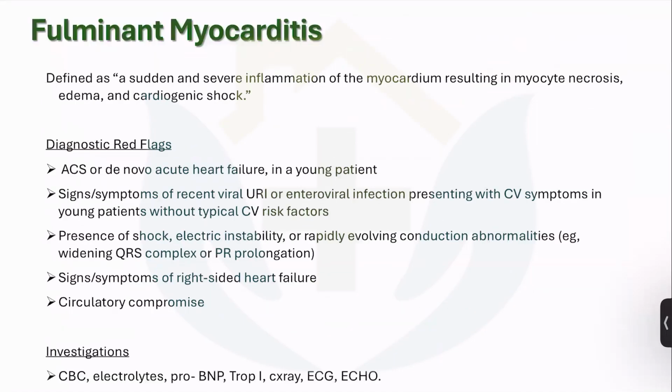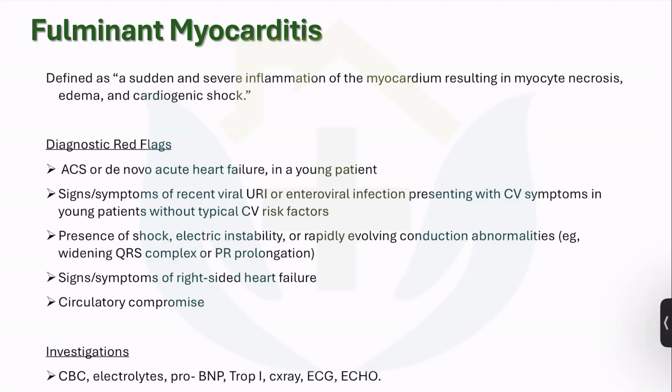Okay, so we shall discuss fulminant myocarditis and then we shall come to the conclusion of part one, which is myocarditis. Next is pericarditis, and the last 15 minutes, as I told, will be something very, very interesting. So what is fulminant myocarditis? Why is it important? It is important because it can kill the patient. That is the simplest answer why it is important.